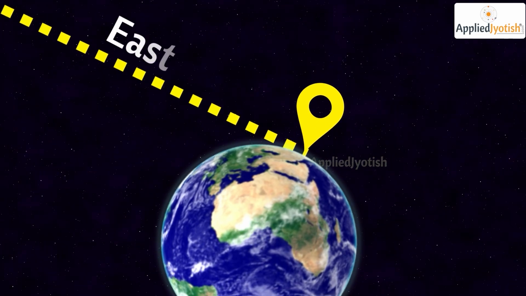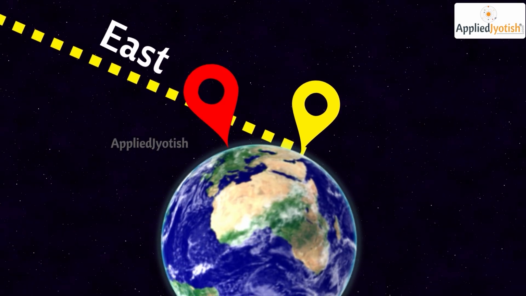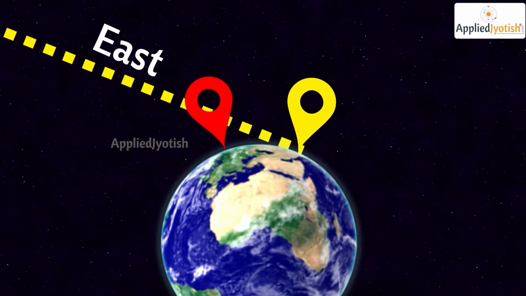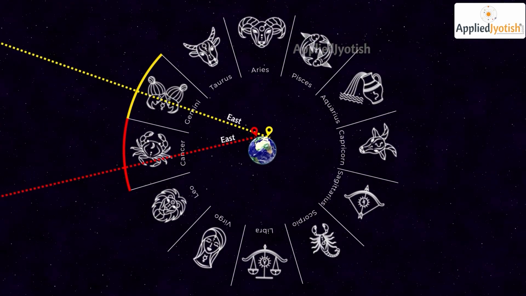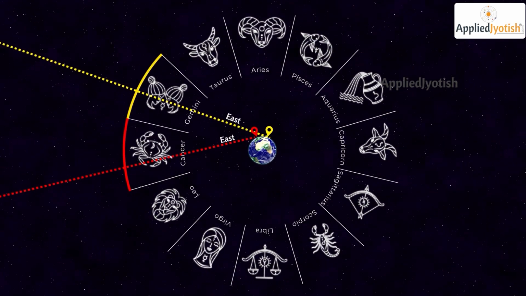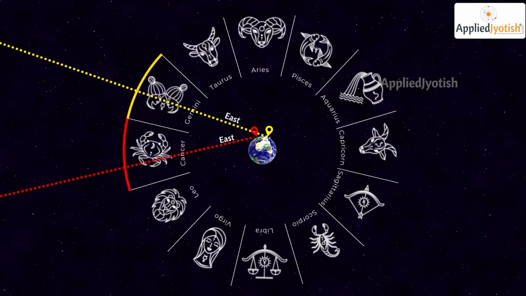Now we will understand why the Lagna or rising sign varies by location. In other words, at the same moment, the Lagna or rising sign can be different for two different places on the earth.